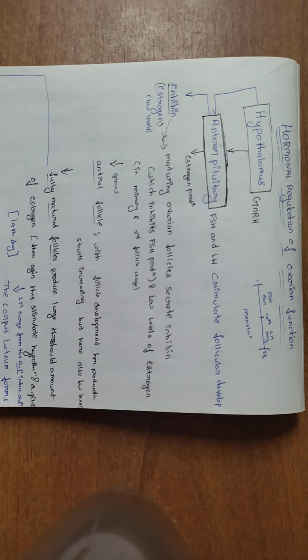This inhibin will inhibit the production of estrogen by acting on the anterior pituitary and hypothalamus to inhibit the production of FSH and LH.